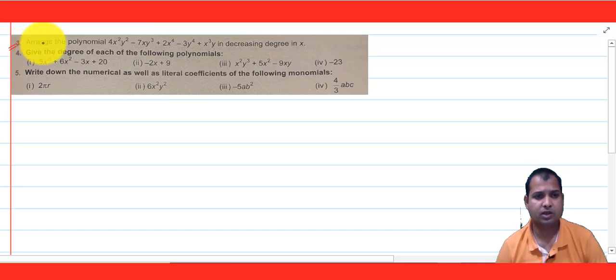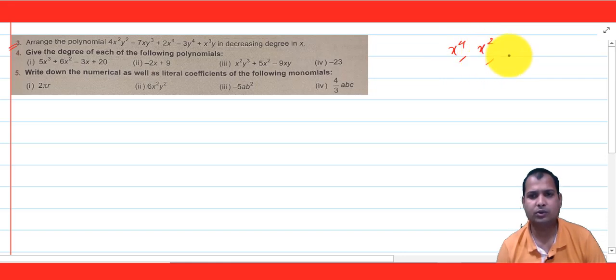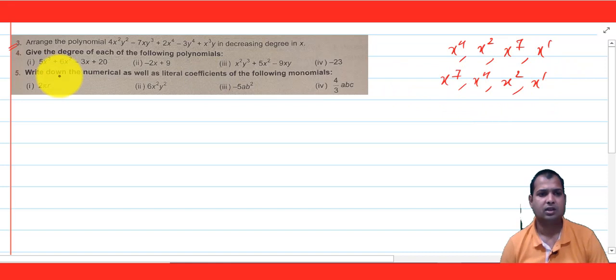Here it says arrange the given polynomial in decreasing degree in x. That means if you have got x to the power 4, x to the power 2, x to the power 7, x to the power 1, and you have been asked to arrange such a way that degree of x is decreasing, so we have to write x to the power 7, x to the power 4, x to the power 2, x to the power 1, this way.